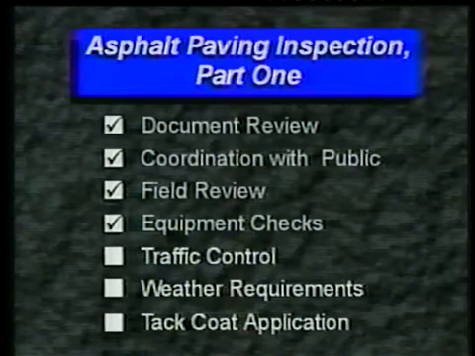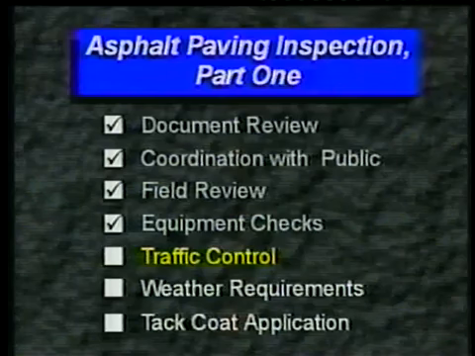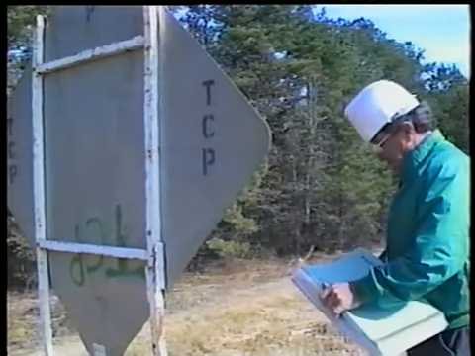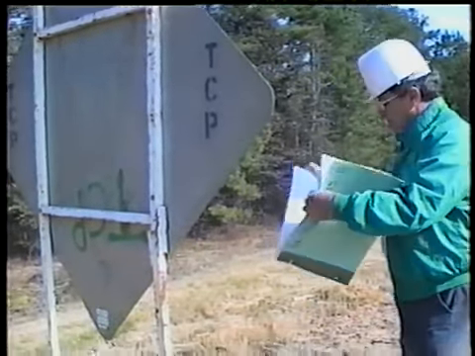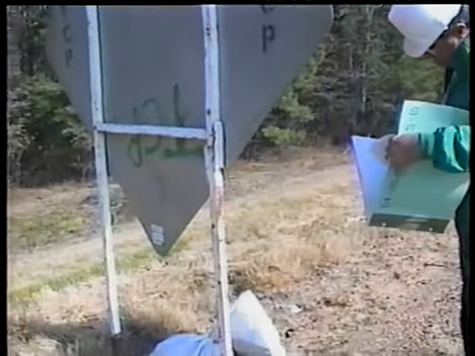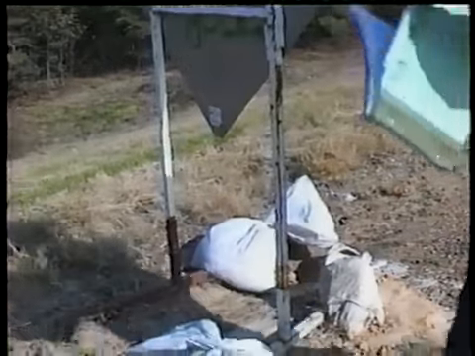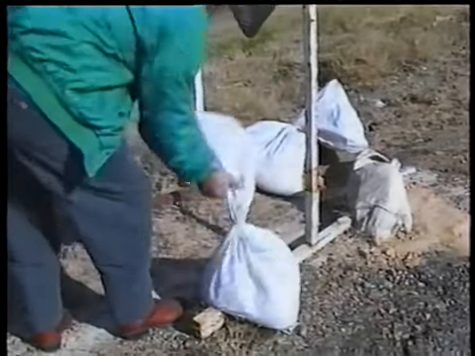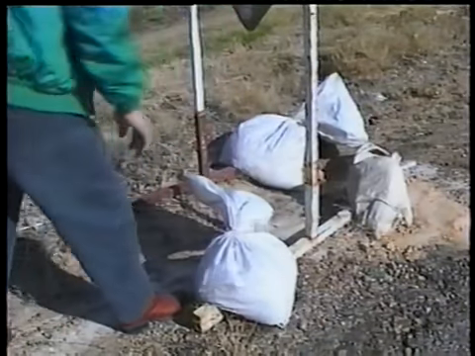Now let's look at traffic control in a little more detail. As you heard in the beginning of the program, a traffic control plan should identify the types of signs and devices to be used and where they should be placed. So you should always inspect them as they're set up to be sure they comply with the plan.